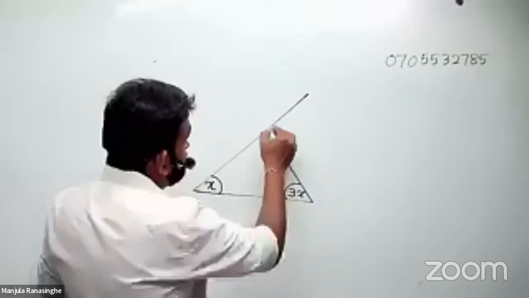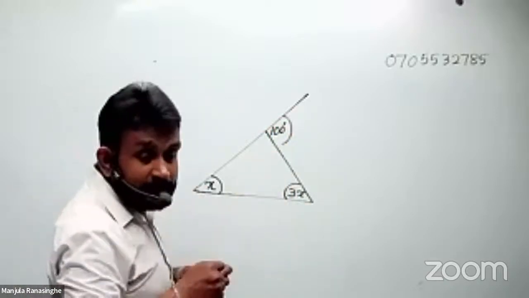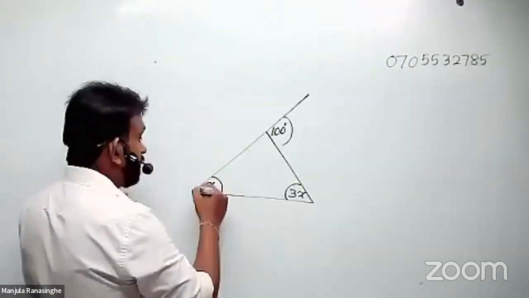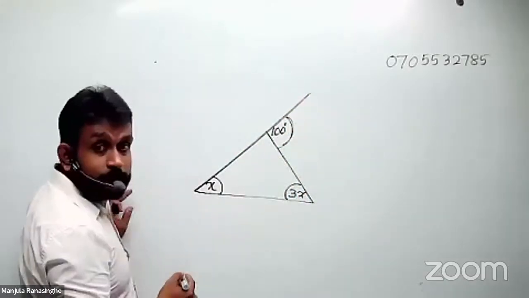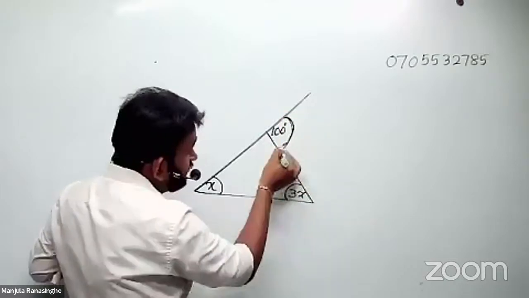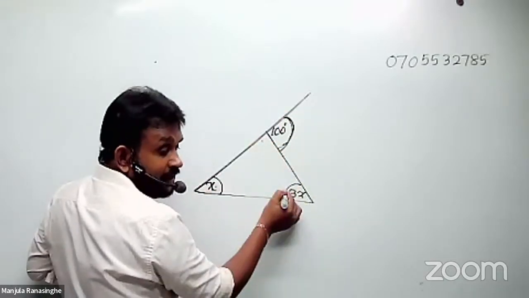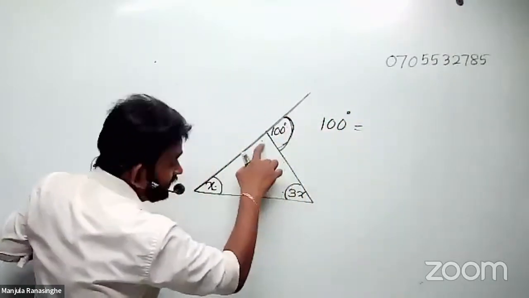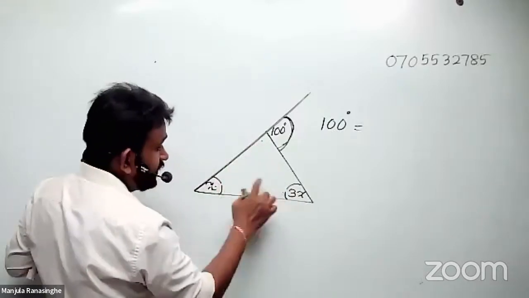Here x, 3x, here 100. So you can see the triangle very clearly, right? In a triangle, when one side is extended, you can see this exterior angle, right? So that exterior angle is equal to the interior opposite sum. So exterior is 100, that equals the interior opposite angles. These are the opposite. So interior opposite sum.